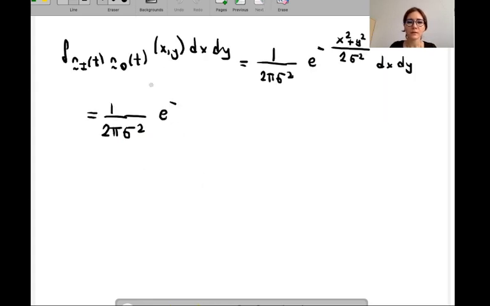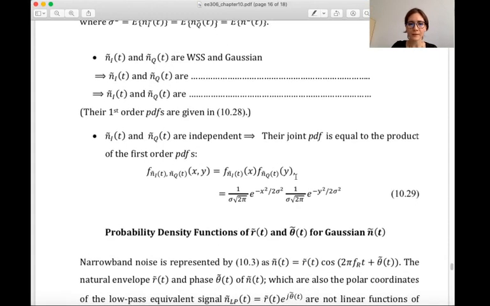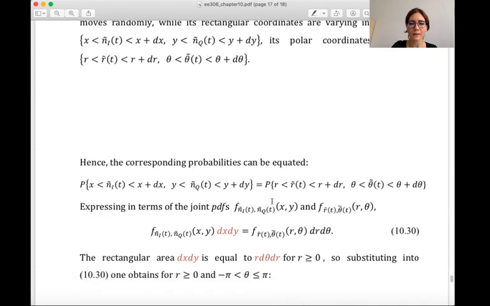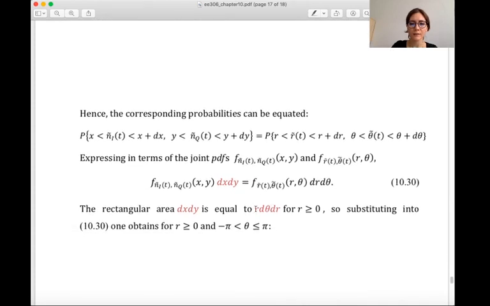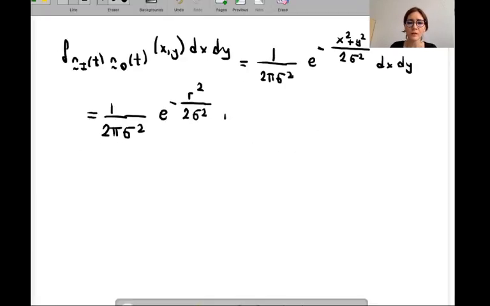So in the numerator, I have r squared. Then the variance is the same, 2 sigma squared. And then when you're switching from dx dy to dr d theta, the Jacobian of that change of variables is, you can go back to your calculus notes if you're uncomfortable, but the Jacobian comes out to be r. So you have r dr d theta.